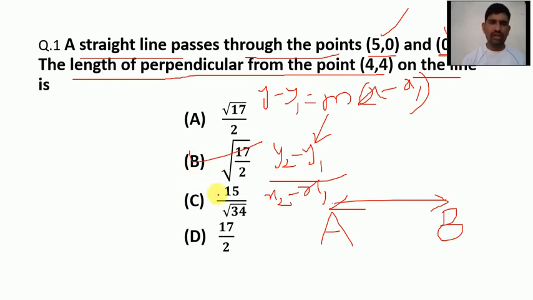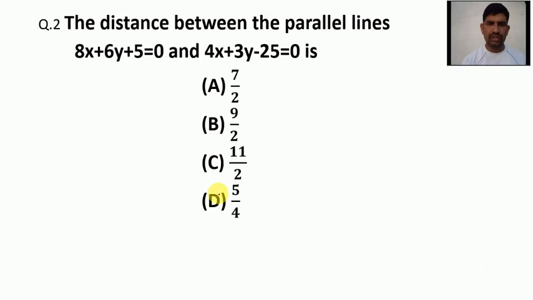Now we will take one more question, friends. Very interesting: the distance between the parallel lines. So we are going to find the distance between the parallel lines. There are two lines: 8x + 6y + 5 = 0 and 4x + 3y - 25 = 0.